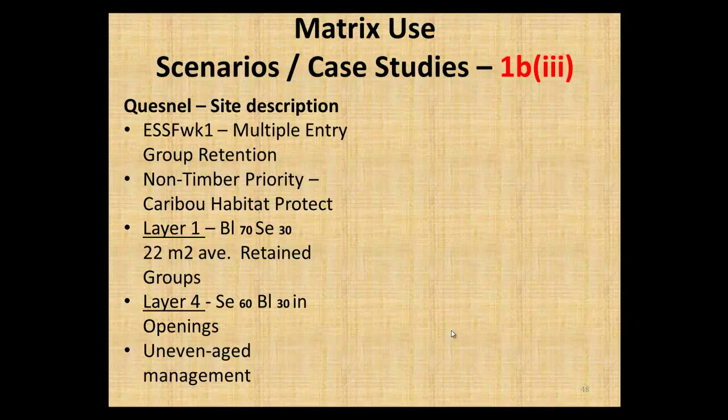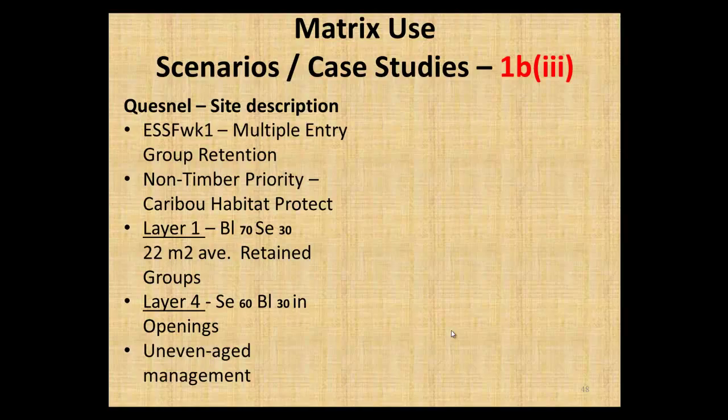It's ESSF WK1. It's a multiple entry group selection regime, non-timber priority, caribou habitat protection. They can only take out a certain percentage of these openings, but they'll be taken out in a shorter cutting cycle, so that you end up with a multi-age stand collectively over. So it's a group selection type of approach.